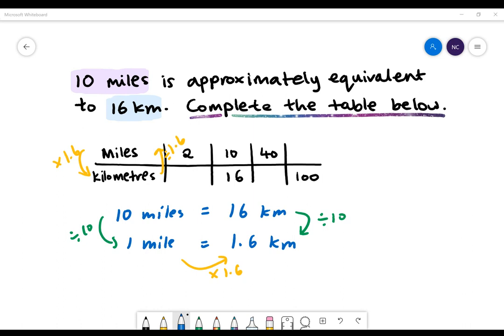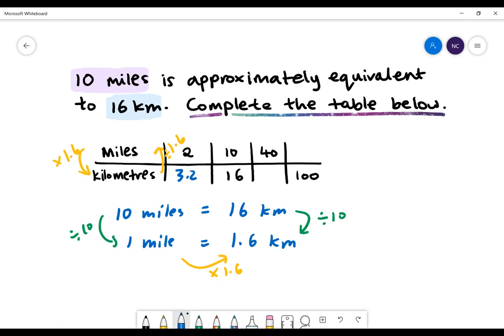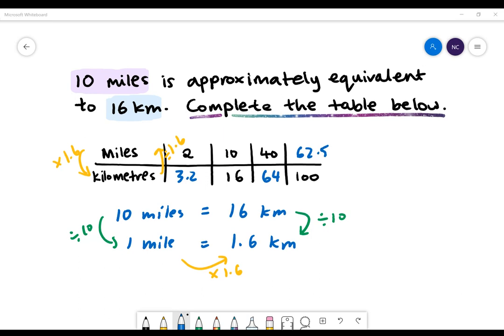2 miles multiplied by 1.6 will give us 3.2 kilometers. 10 and 16 have been done for us already. 40 multiplied by 1.6 will give us 64. And lastly, 100 kilometers divided by 1.6 will give us 62.5 miles.